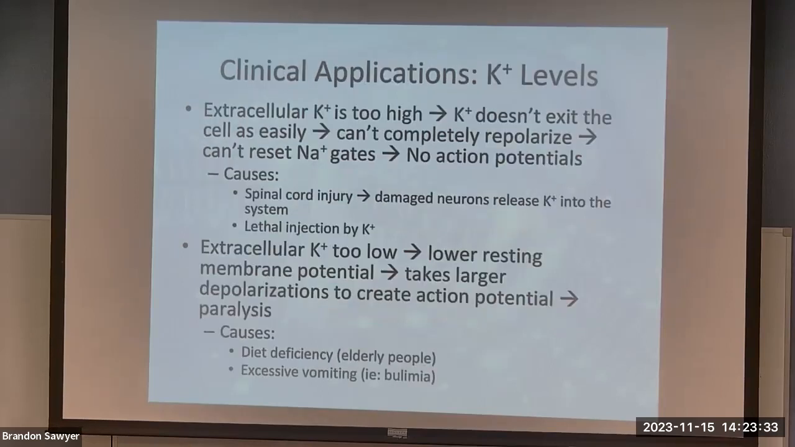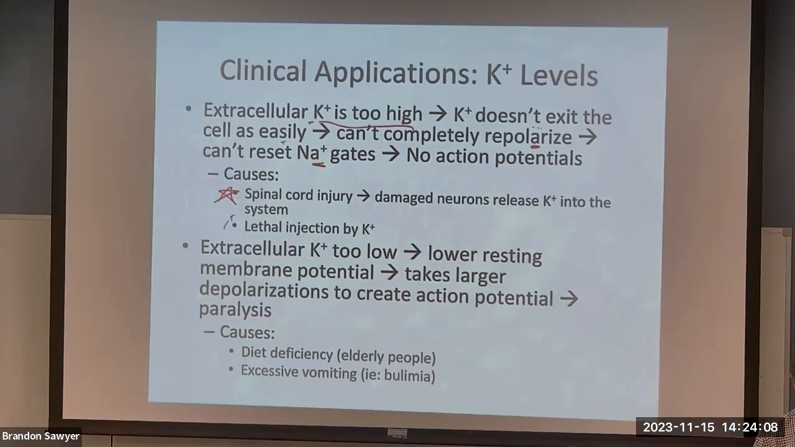Okay, couple more clinical applications that are interesting. We kind of already walked through this one with potassium, but when extracellular potassium is too high, potassium won't exit as easily, so we can't completely repolarize. We can't reset the sodium gates. This happens during a spinal cord injury. When we damage some neurons in the spinal cord, they normally have lots of potassium inside of them, right? So when we break open some cells, we dump out a bunch of potassium into the extracellular space, which pretty much paralyzes temporarily all of the other neurons too, because they can't repolarize.